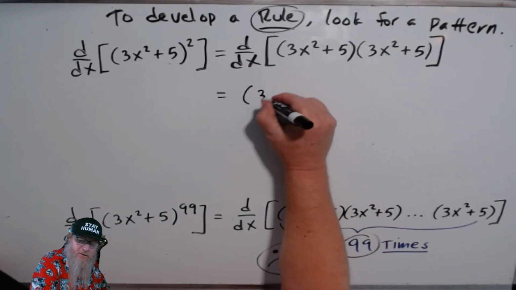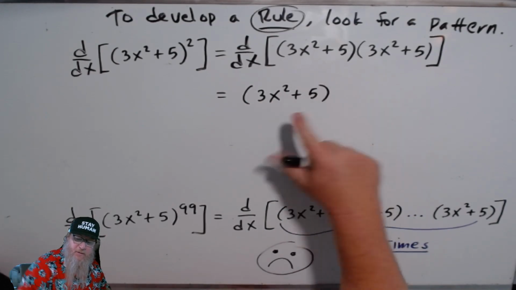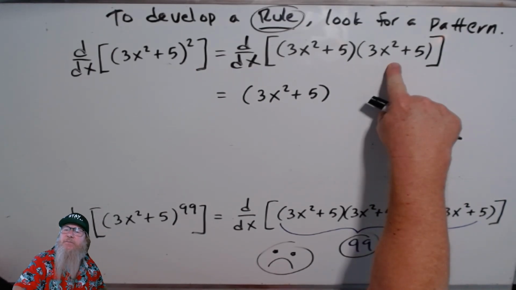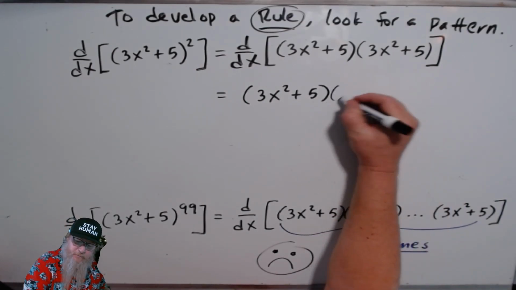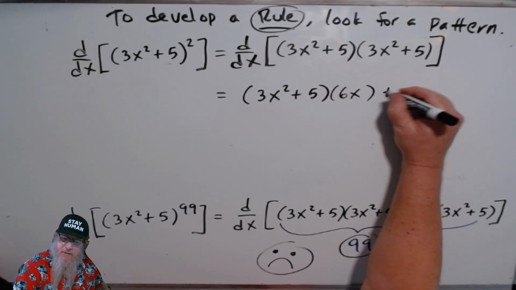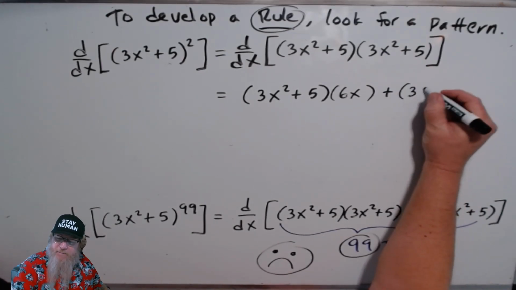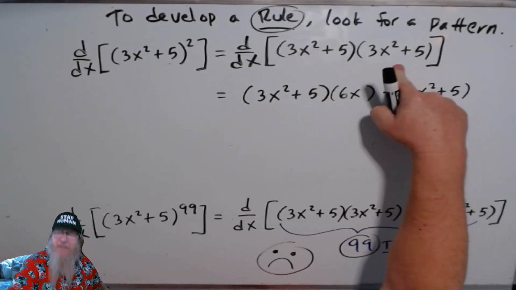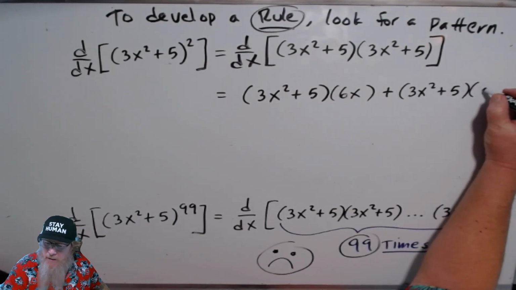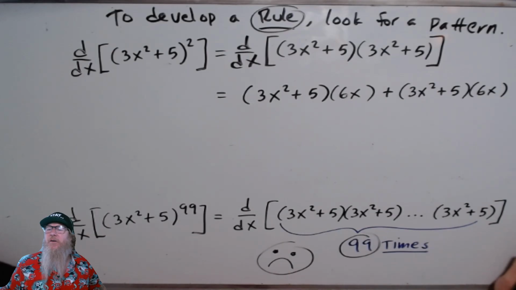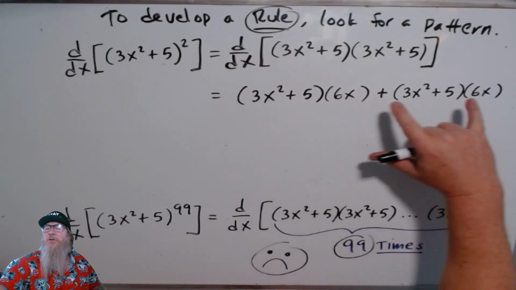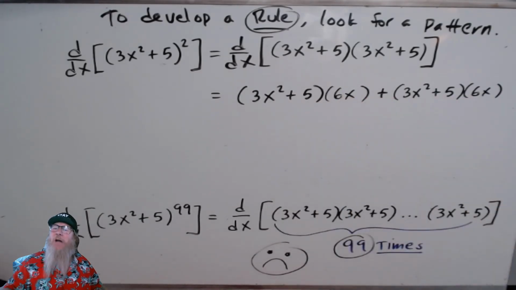So it's going to be the first function times the derivative of the second function, derivative of the second function is 6x, plus the second function, which, by the way, the second function and the first function are the same, so that's why these are twins, times the derivative of the first function. So because these are 2 factors that are identical, when you do the product rule, you're going to get 2 copies of the same thing.